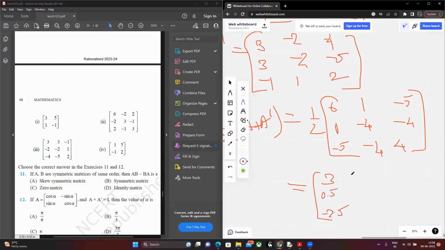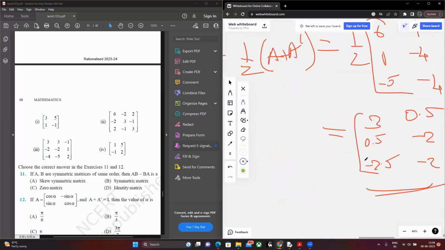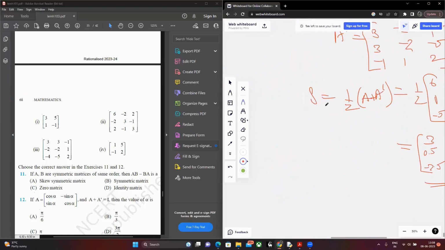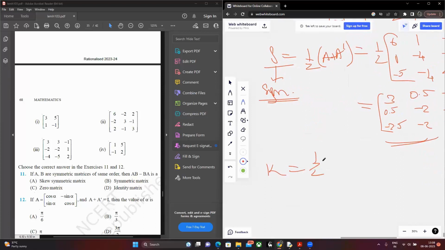3 is 0.5 minus 2.5, right? You have a point over here. There is a 0.5, there is a minus 2, there is a minus 2. Then there is a minus 2.5, there is a minus 2, and this is going to be the symmetric part, that is S, which is symmetric, right? And K, which is the skew symmetric, is going to be half of A minus A dash.